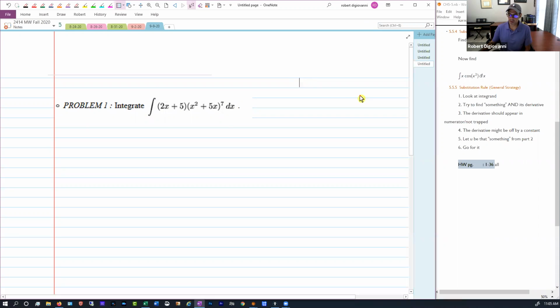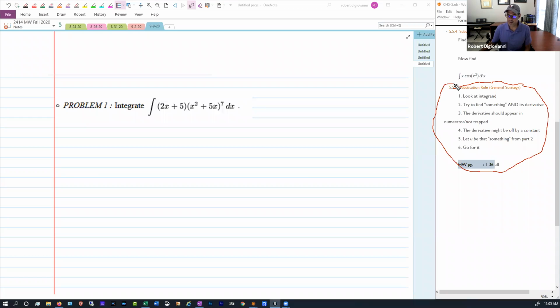The steps that we went over last class are over here on the side. The idea here was that when we're doing u substitution, we want to look at the integrand. We want to try and find something. We need to be able to see something within the integrand, and hopefully we can see its derivative somewhere in the integrand also. There's a few things though about that derivative. The derivative cannot be in the denominator. The derivative cannot be trapped in a square root or inside parentheses being raised to a power. So the derivative's got to be free in the numerator. And it's okay if the derivative is off by a constant.